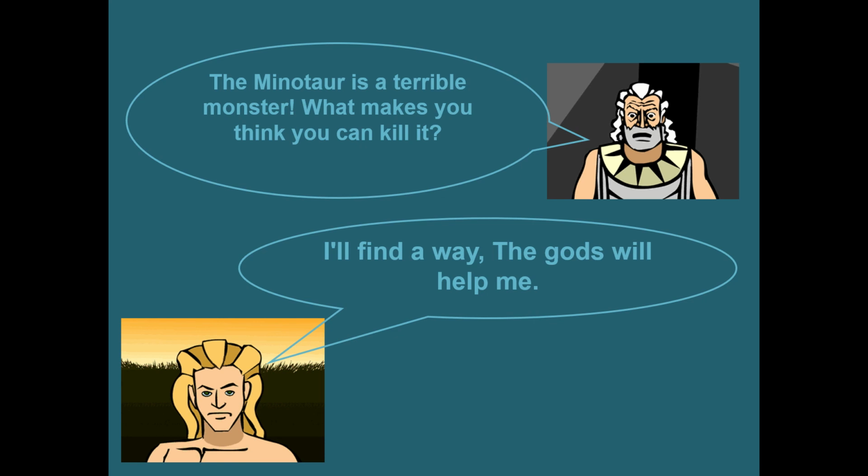When Prince Theseus told his father that he would like to go to the island of Crete, his father would certainly disagree. His father was King Aegeus. King Aegeus replied, "The Minotaur is a terrible monster. What makes you think that you can kill the monster?" Prince Theseus was very confident. He said, "Well, I will find a way, and the gods will also help me."